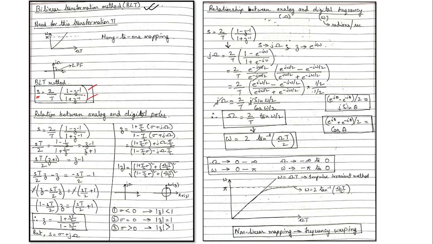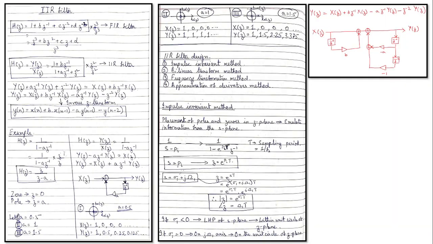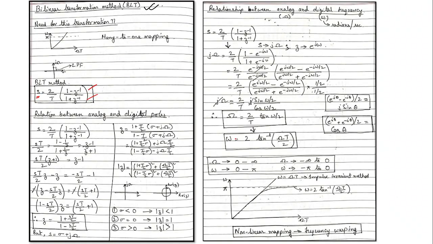In the previous case, we were having that 1 by s minus p1 was being transformed into 1 by 1 minus e to the power p1 T z inverse. So instead of this transformation, in the bilinear transformation we will be using s equals 2 by capital T times 1 minus z inverse divided by 1 plus z inverse. So this is the transformation. Now let us see the relationship between the analog and the digital poles.